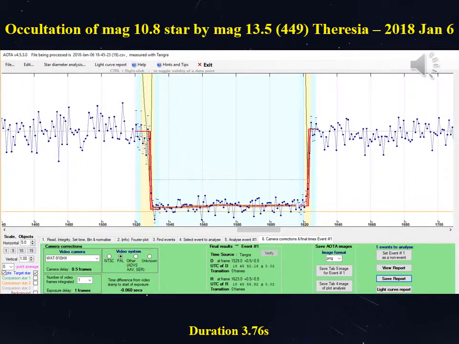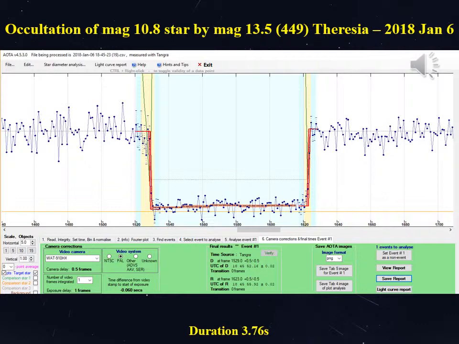Analyze it with Occult software by Dave Herald in Australia. He has an analysis module in the free software. It analyzes the light curve. We can see the drop, an instantaneous drop, because the asteroid doesn't have an atmosphere. 3.76 seconds and back. It gives an analysis of the disappearance time and reappearance time, UTC of that to a 10th or 100th of a second, and an uncertainty.